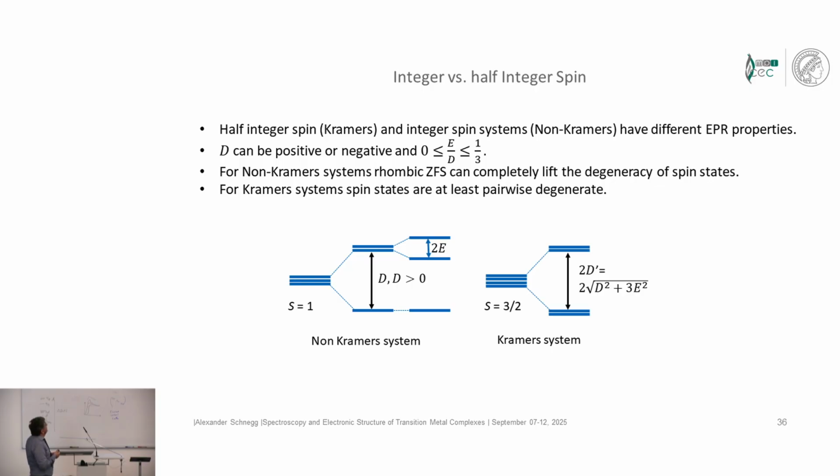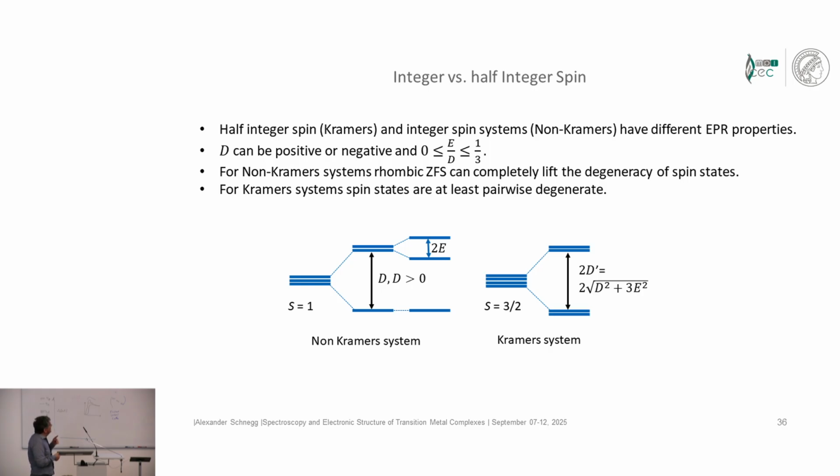And now, why are they so different? If we assume, for example, an S equals 1 state with 3 ms levels, 0 and plus minus 1, axial zero field splitting lifts the degeneracy such that plus minus 1 remain twofold degenerate. I think Dan had a similar picture, just the other way around with the negative D, but both are possible. And if we then also switch on a rhombic term, the degeneracy is fully lifted.